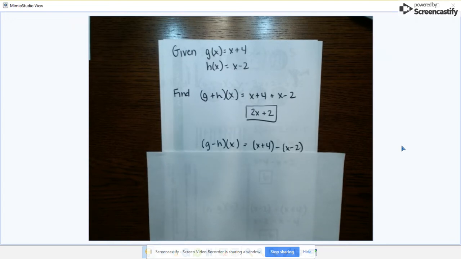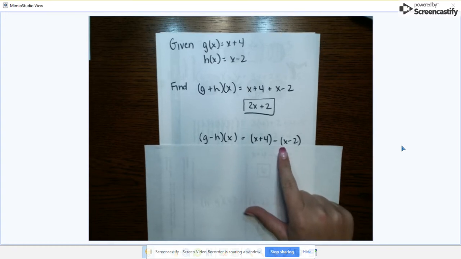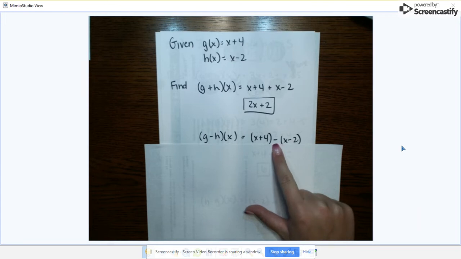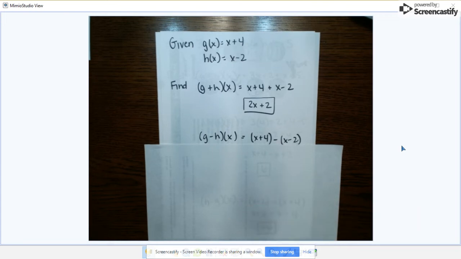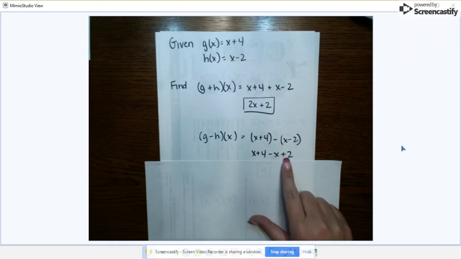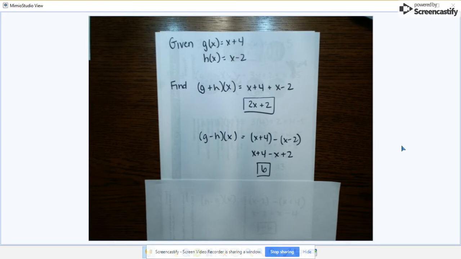With g minus h of x, I go ahead and put our functions in parentheses, because when we go to subtract this second quantity, or this h of x function, we have to make sure we distribute that negative all the way through. So I did that in this next step. So this becomes a minus x and then a plus 2. My x's cancel off and I'm just left with a positive 6.